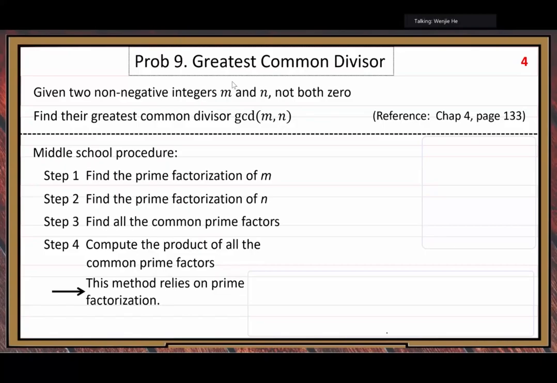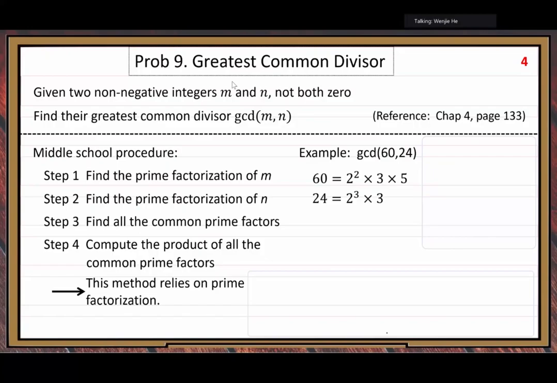But this middle school method relies on prime factorization. You need to do prime factorization, right? Here, let me use a simple example to show you these 4 steps: calculate the GCD of 60 and 24. First, let's do prime factorization. 60 equals 2 squared times 3 times 5. So here we use 3 primes: prime 2 is the first prime, 3 and 5. You know the meaning of prime numbers. 24 prime factorization is 2 cubed times 3.